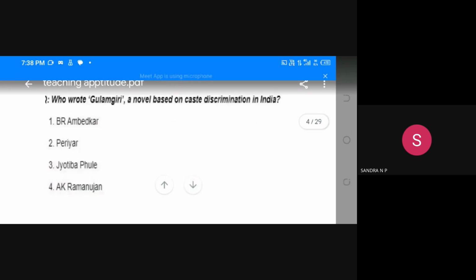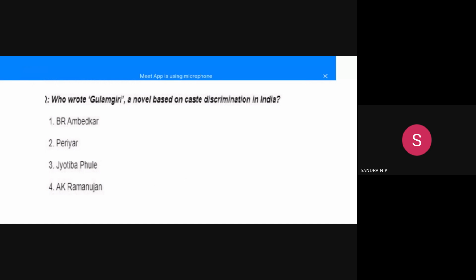Next question: who wrote Gulamgiri, a novel based on caste discrimination in India? Gulamgiri is a novel, and the question is who wrote it. The options are B.R. Ambedkar, Periyar, Jyotiba Phule, A.K. Ramanujan. You can guess the answer and write it down. I will say the answer. The answer is Jyotiba Phule.